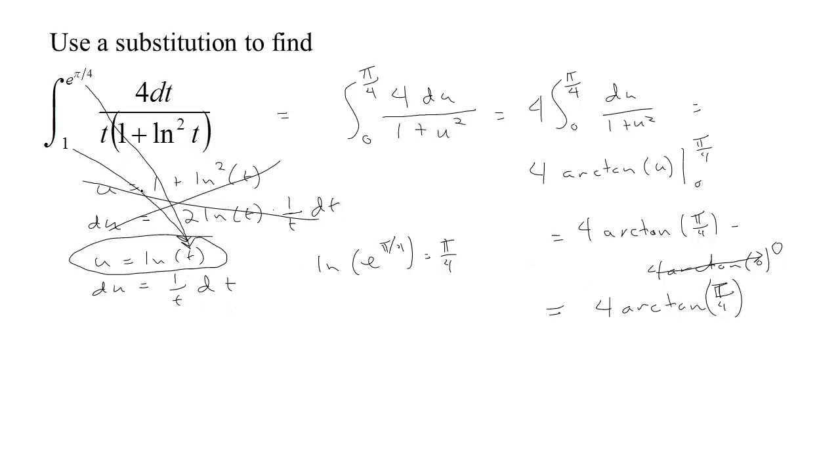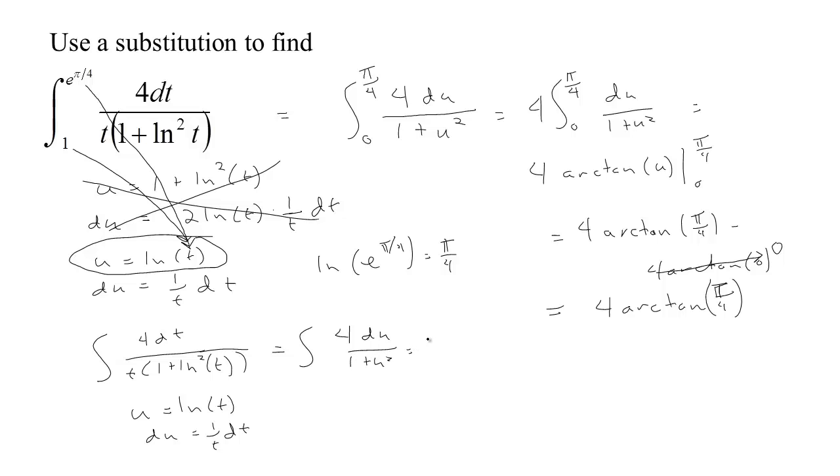Now, there is a way to do this integral without changing the bounds. What you could do is forget about the definite integral for a second and focus on finding an antiderivative. You'd make the same substitution. If you let u be ln t, then du is 1 over t dt, and our integral becomes again 4 du over 1 plus u squared, and so we recognize this as being 4 times the arctan of u plus c.